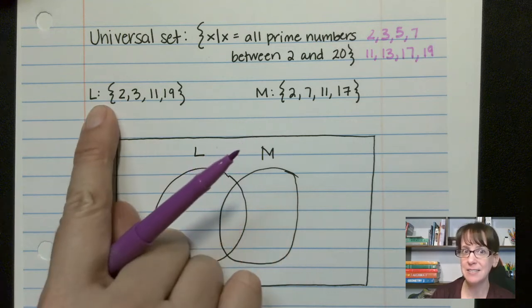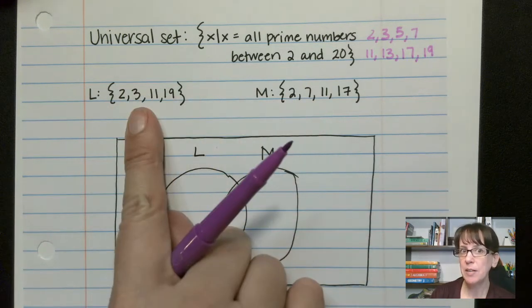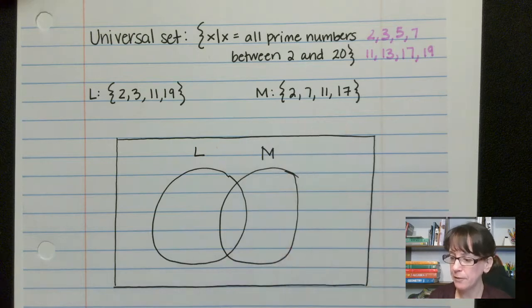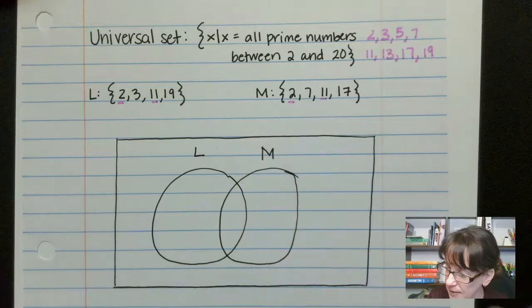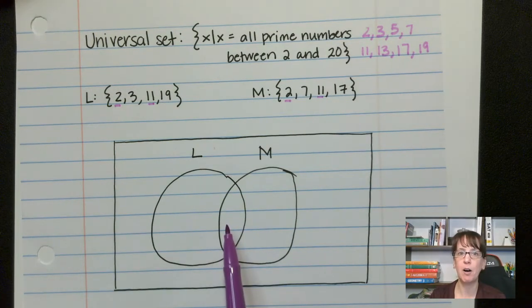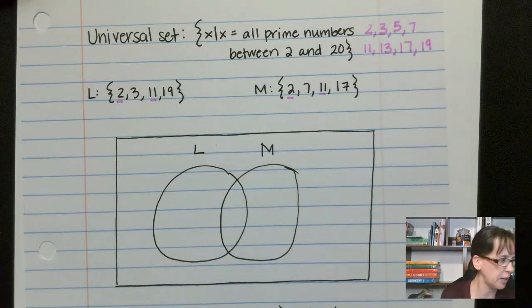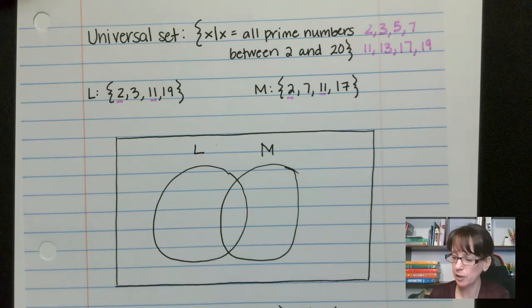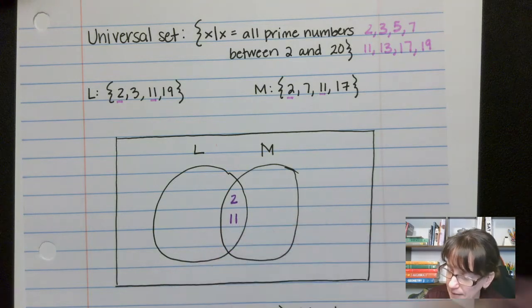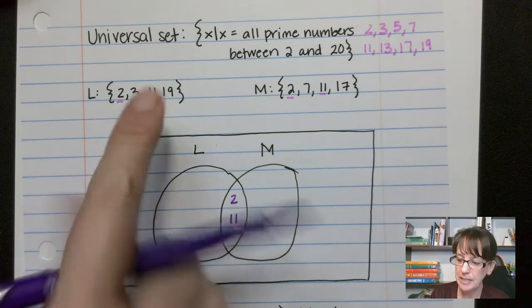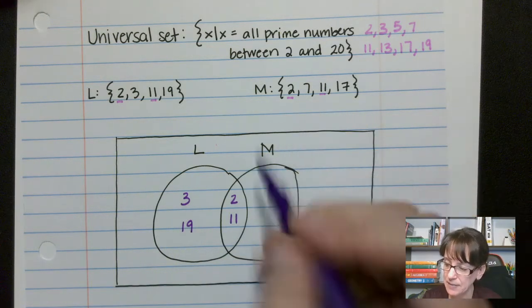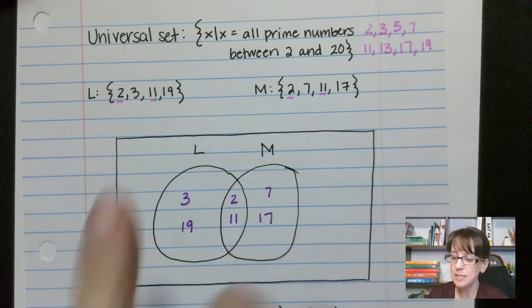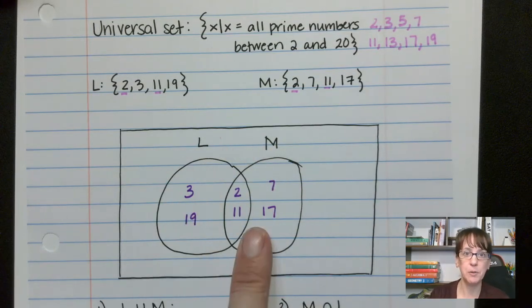Now, for the L's and the M's, the best way to look at this is where do they overlap? And I see that they both share a 2 and they both share an 11. So when I go to put them onto my map here, and I think I want to use a darker color so that you can see it a little bit better, I'm going to say, okay, 2 and 11 goes right here in the middle. Now for L, it also has 3 and 19. For M, we also have 7 and 17. So now you can see I've put L and M onto my placemat.